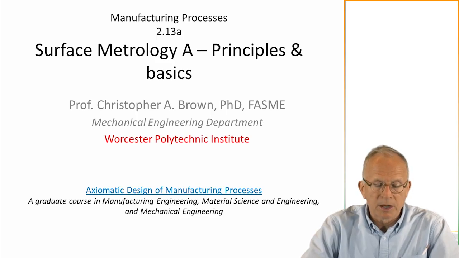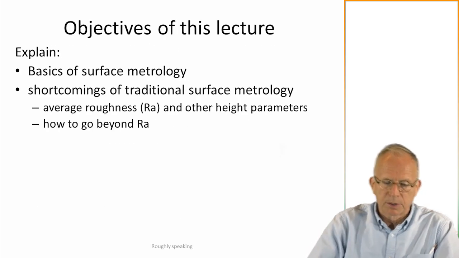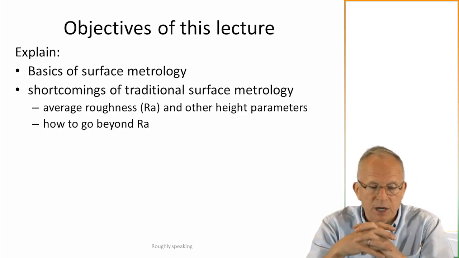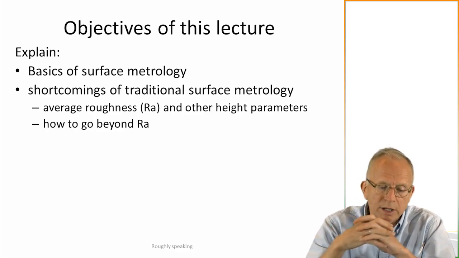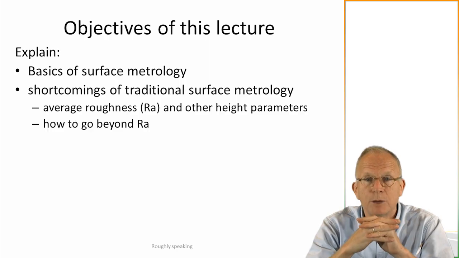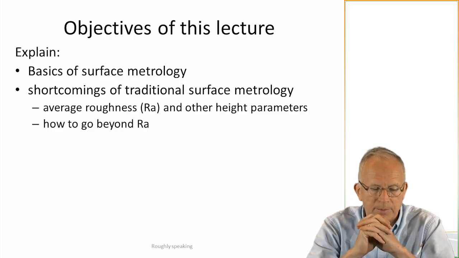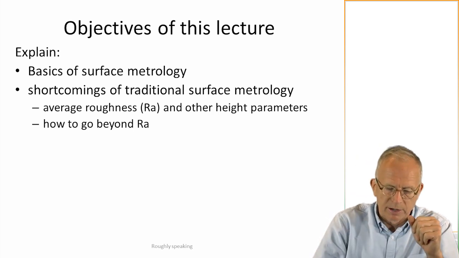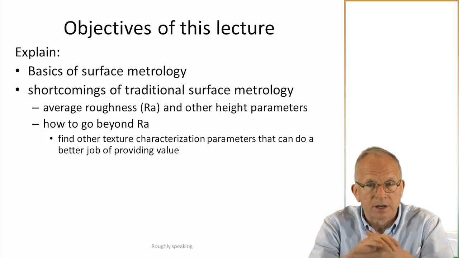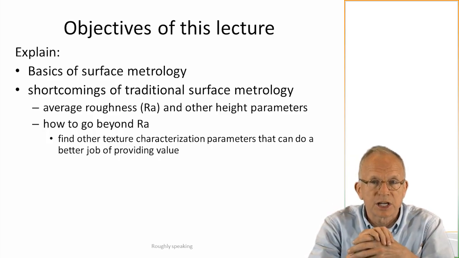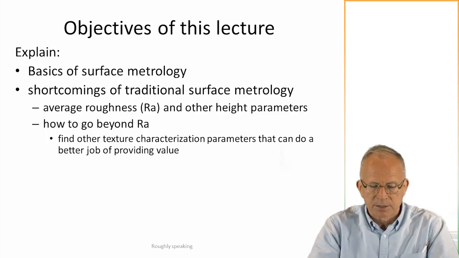This is the section on manufacturing processes, and here we're talking about surface metrology, in particular principles and basics. So the objective is to look at some of the basics on surface metrology, some of the shortcomings of traditional surface metrology, in particular average roughness, RA, and the other height parameters, and look at how we go beyond this. Now, RA, and all of the surface characterization parameters, are essentially kinds of DPs that are used to describe the physical space.